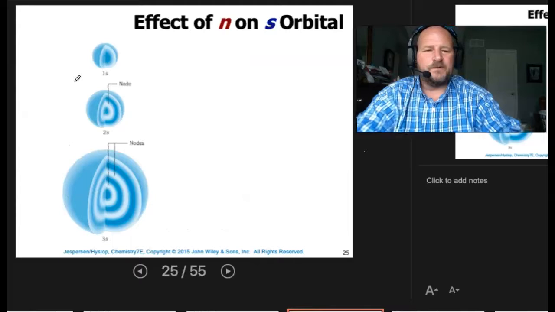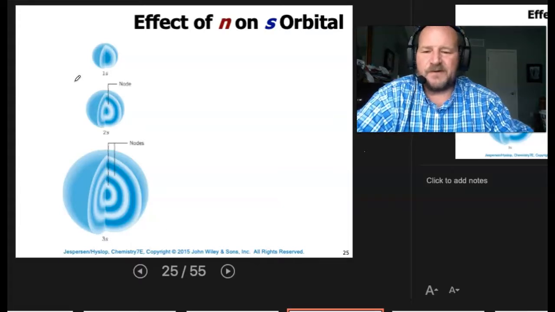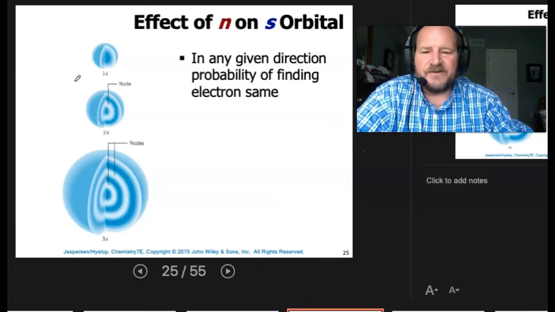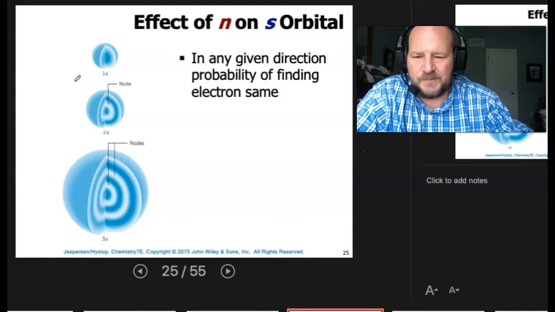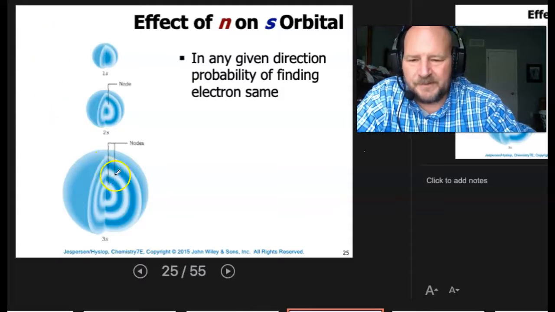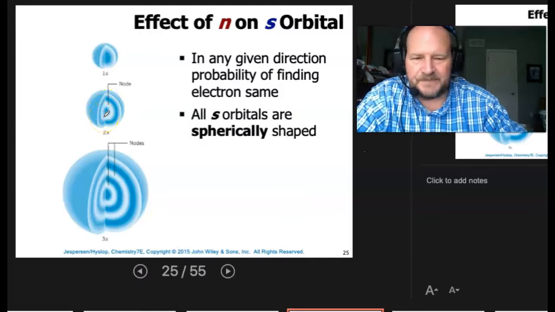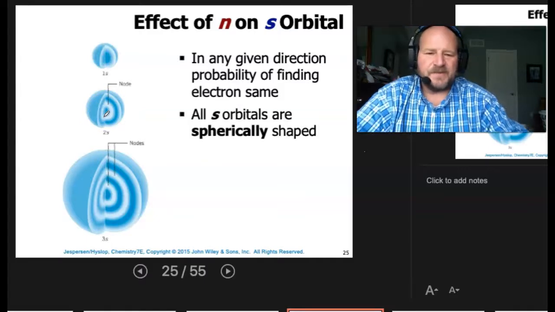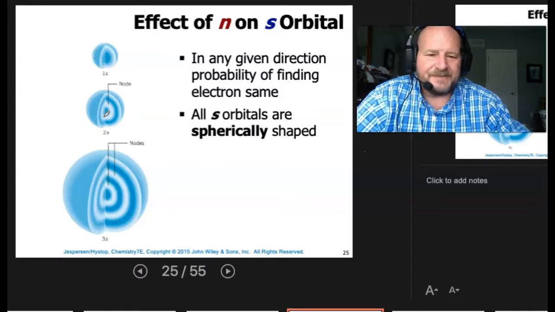So for an s orbital, s means sphere, so it's going to be a spherical shape. In any given direction, the probability of finding an electron will be the same. Now, notice you have these nodes popping up again. If we look at the 1s, there's a chance you're going to find it in here. If we look at the 2s, there's a chance you can find it, and then we're going to have a node. So it's like a jawbreaker with a spacer, if you will. All s orbitals are going to be spherically shaped, hence s.